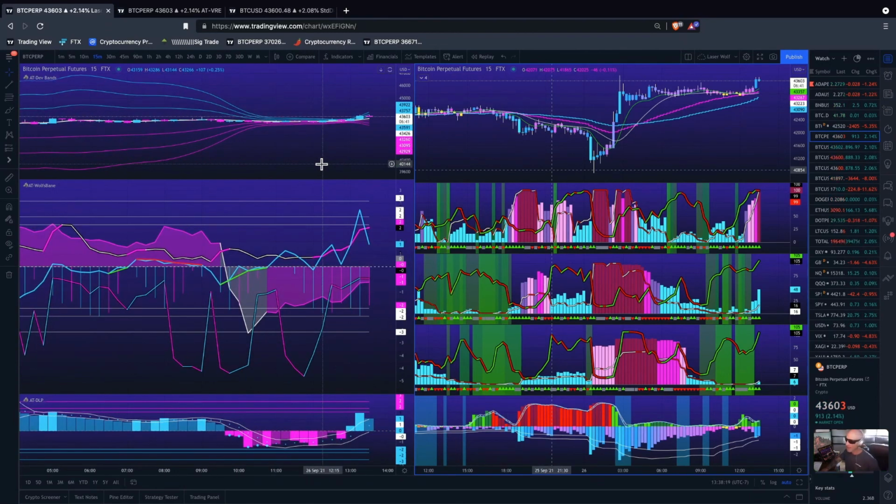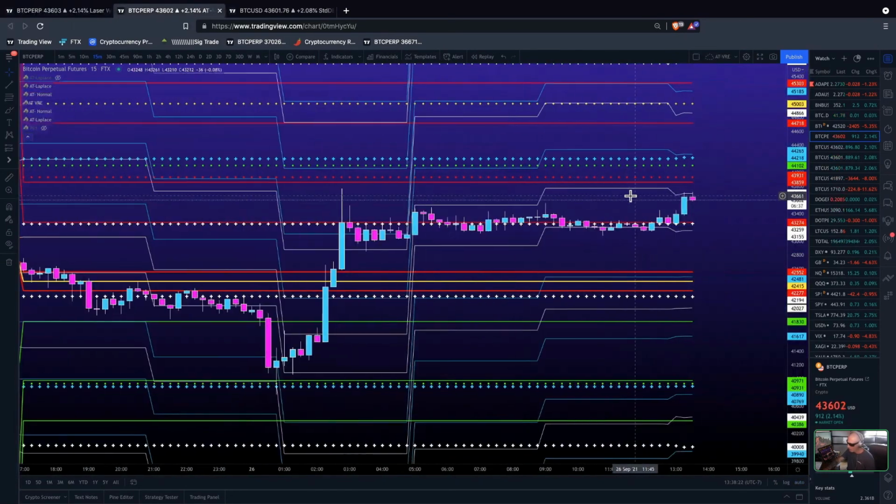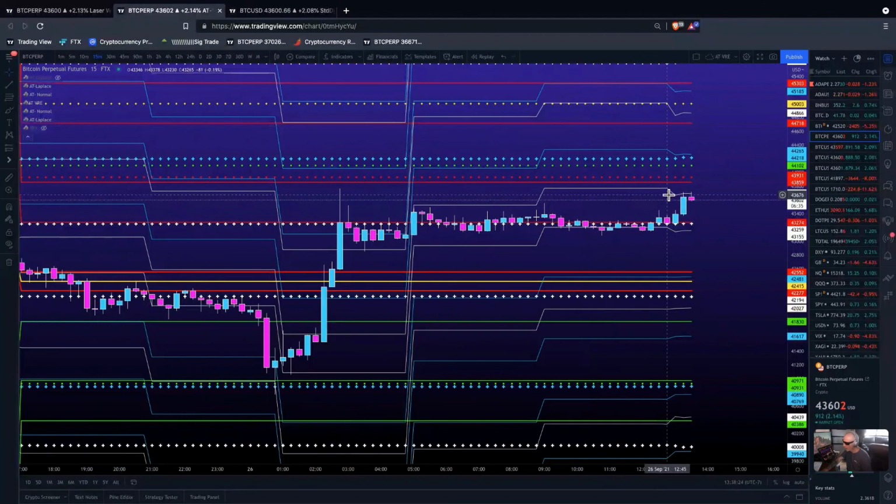So where did we just hit? Let's see if we can get by here. So this is the last 4-hour candle right here that we just got at 1 o'clock. This little white line right here that's rejecting price action, that is this 68.3% Laplace distribution range.